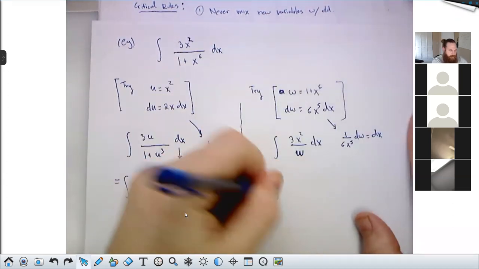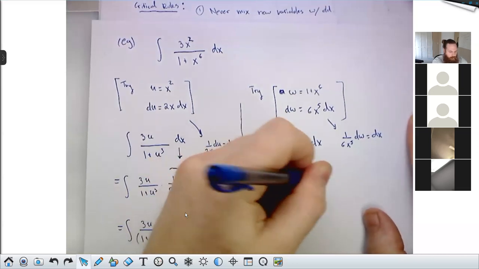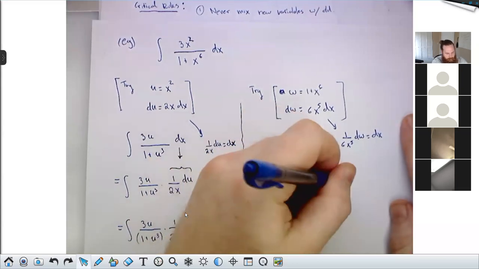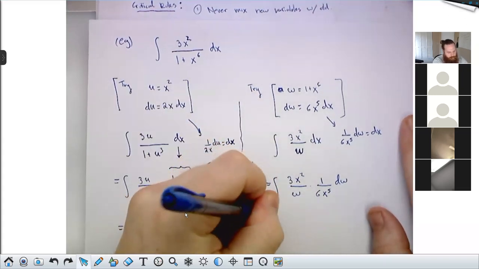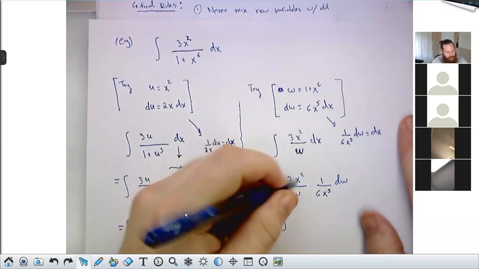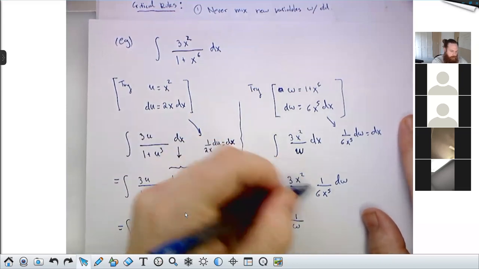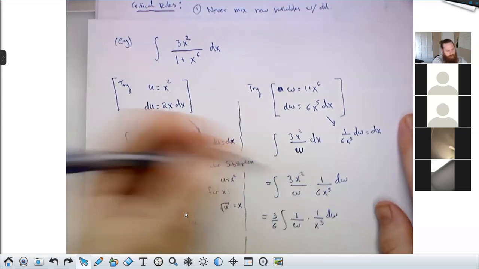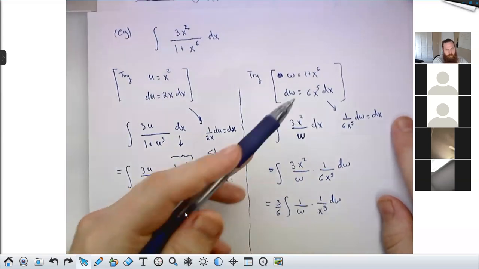So okay, one little bit at a time, but I've got all these mixed variables here. This is bad. And then 1 over 6x to the 5 dw. You can actually cancel the x's here. You can bring out the 3 over 6. And then x squared over x to the 5 will leave 1 over x cubed dw. But look at this. This is not easy to rewrite in terms of w.